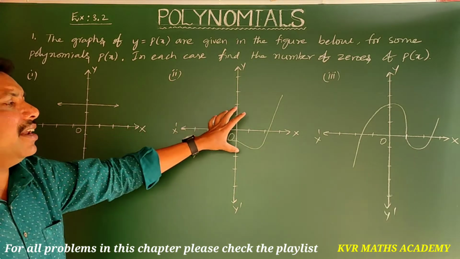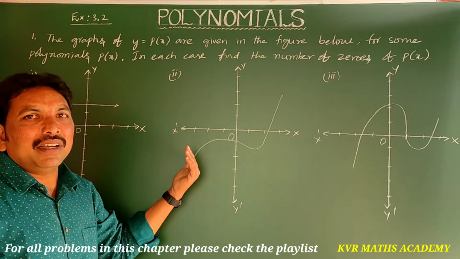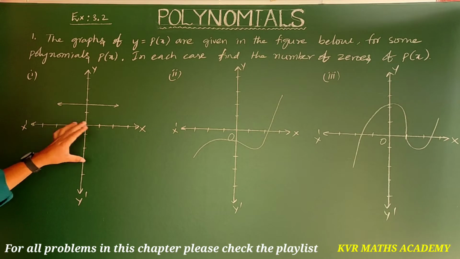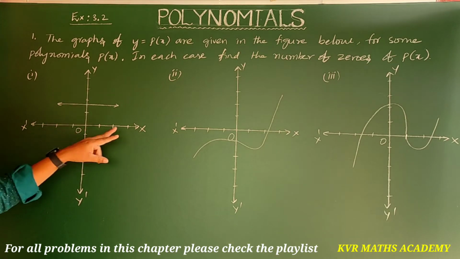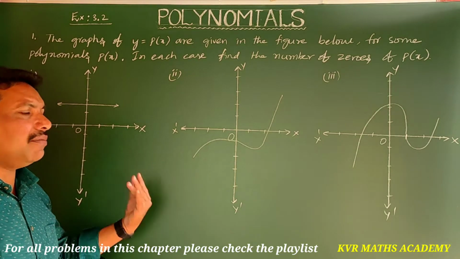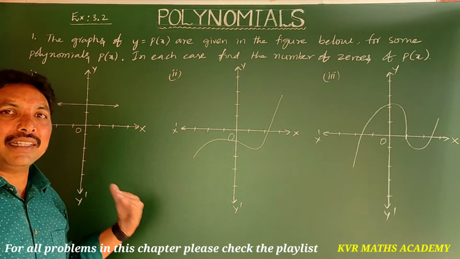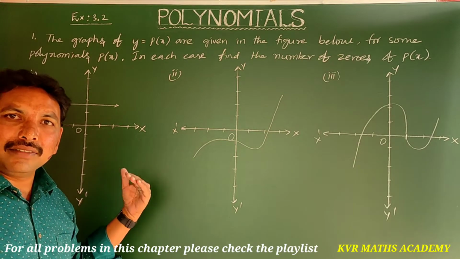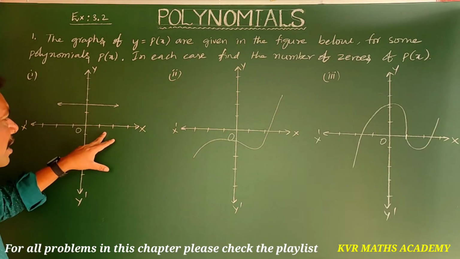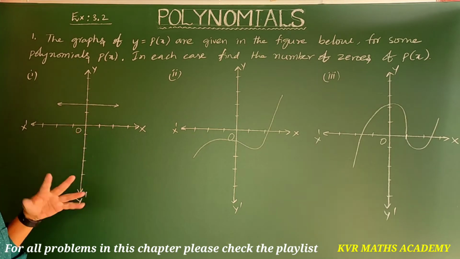Here, graphs have been given. From these graphs, we have to find the number of zeros. See, look here. In the first case, these are the coordinate axes. This is the line which is parallel to the x-axis. How can you find the zeros of the polynomial from the graph? Wherever it meets the x-axis, only there do zeros of the polynomial occur, right? So here, it does not meet the x-axis, so that's why it has no zeros.